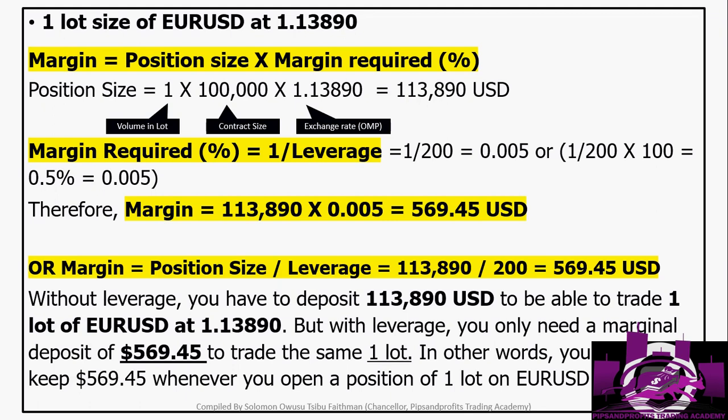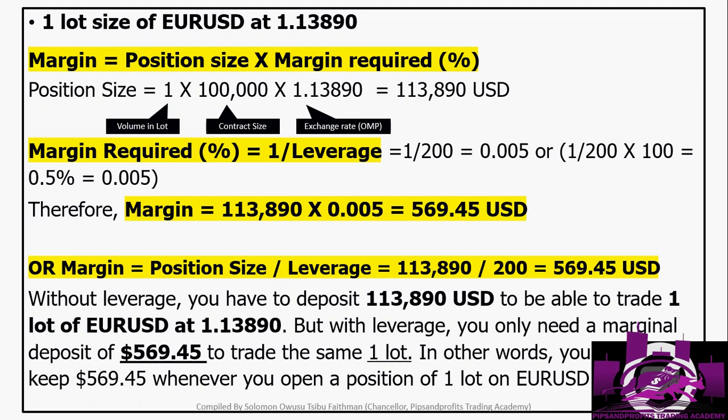So when we put all that together, our margin was 113,890 for our position size times our margin required, which is 0.005, and we have $569.45 US. And we said that you can do that straightforward by quoting margin is equal to position size over leverage. You just put your position size over there, divide it by your leverage, and then you have your answer.